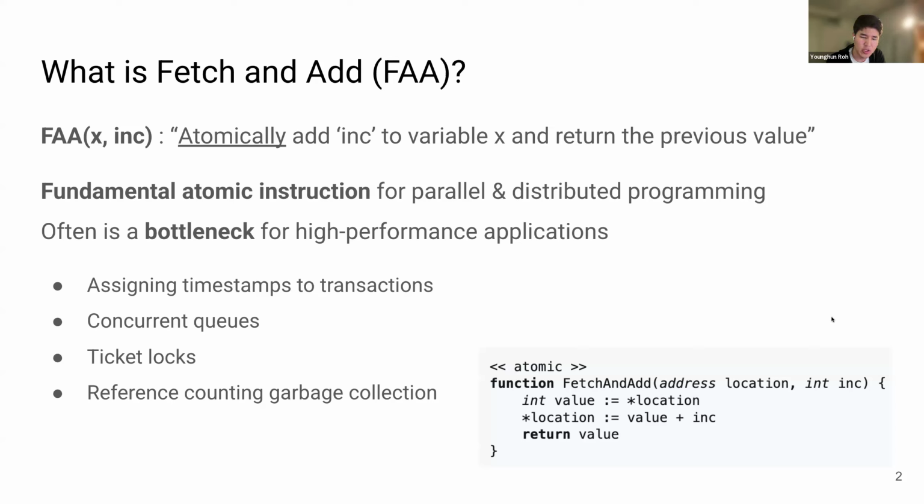And this fetch&add operation is widely used, and it's often a bottleneck in high performance programs. For example, fetch&add is often used in assigning timestamps to database transactions or network packets in load balancing systems. It's also used in various high-performing data structures such as concurrent queues or ticket locks. Also, it can be used in reference counting, garbage collection, and so on.